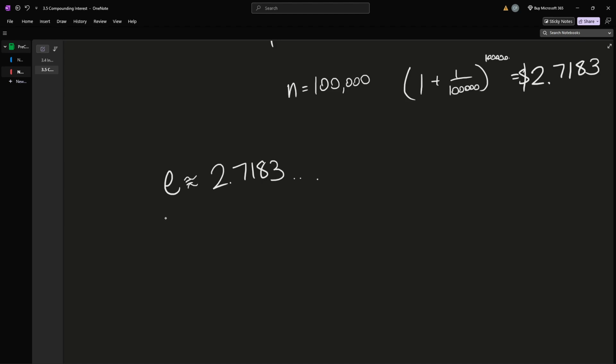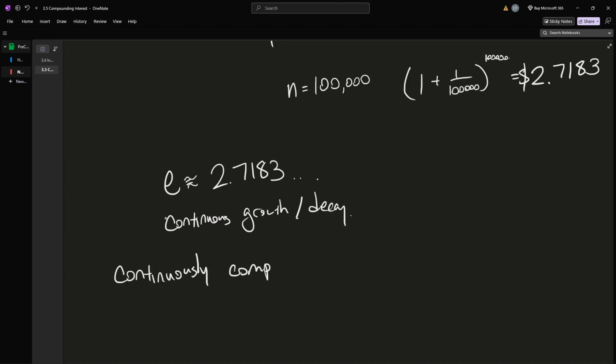It's similar to pi where it's infinite growth. And this is used for continuous growth and decay. It's called Euler's number, but I'll call it E. And continuously compounded interest. This applies when the interest, the change, is being applied constantly to the principal.